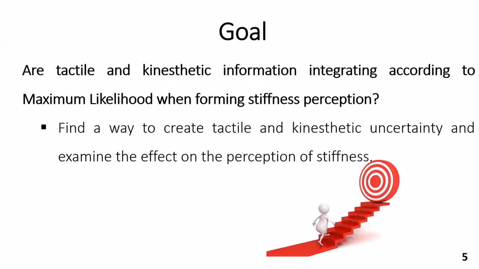In order to answer the question of, are the tactile and kinesthetic information integrated according to maximum likelihood, our first step was to try and find a way to introduce uncertainty into the information received from each of the modalities, and to then examine how it affects the weighting between them and see if it corresponds to a maximum likelihood.